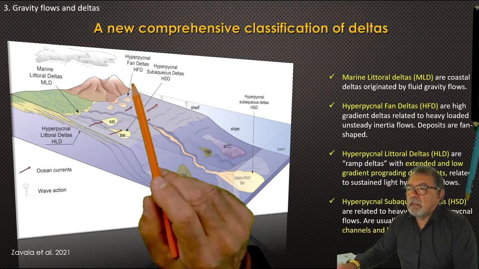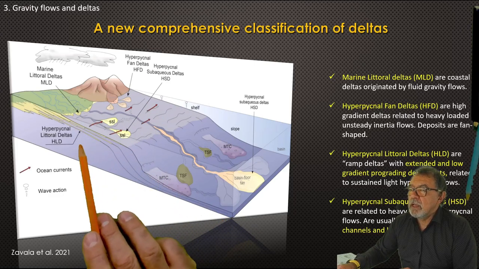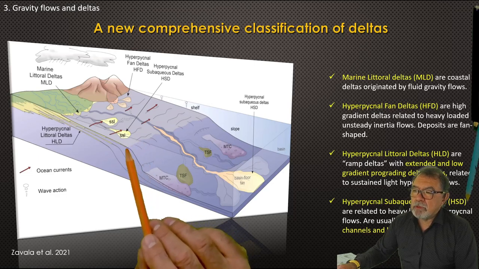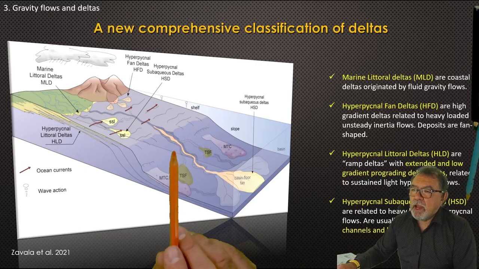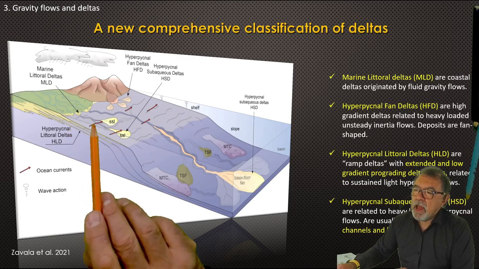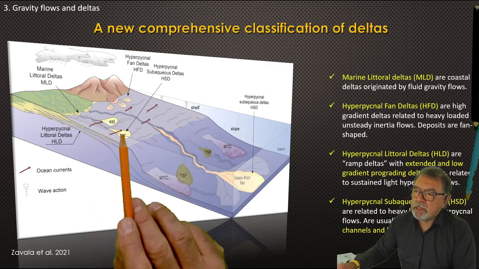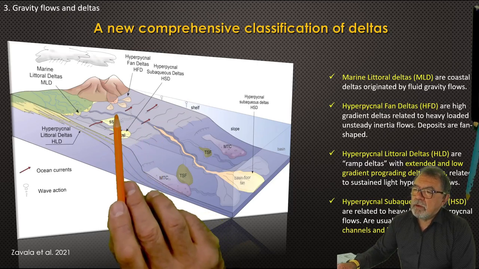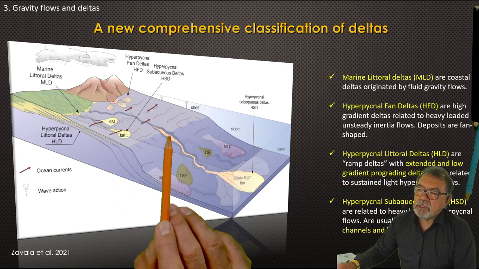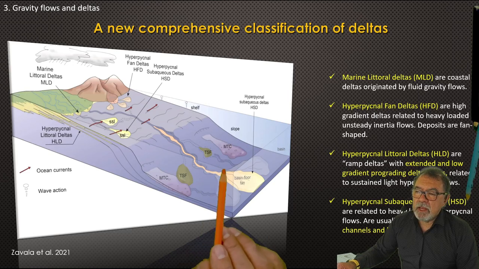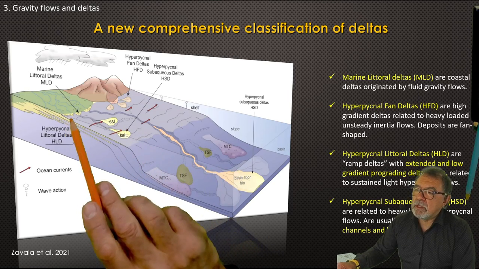Going down to this diagram, you have here marine littoral deltas, and hyperpycnal littoral deltas much more extended with respect to the coast, making it possible to grow at the shelf. And finally, if the hyperpycnal flow becomes heavier, you can have these shelfal sandstone lobes, which Professor Mutti described very well in the paper of 1996. And these flows can also reach the deeper part of the basin and accumulate basin floor fans related to extrabasinal turbidites.